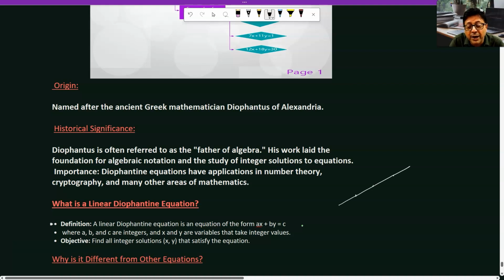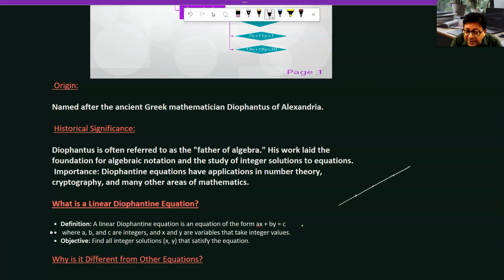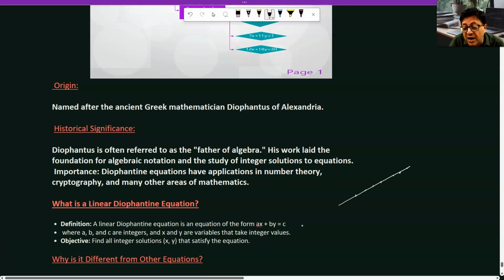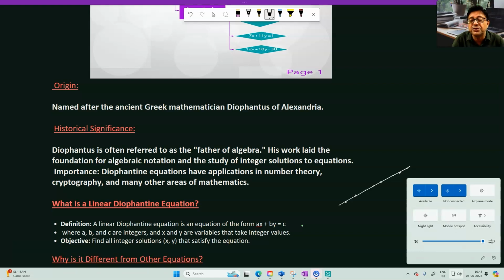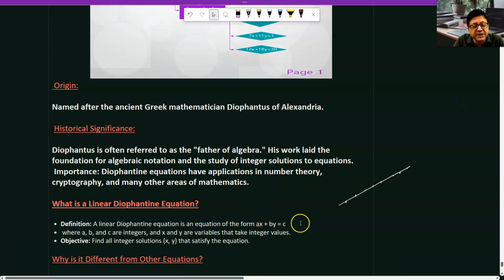When you plot the graph of this linear equation, we are doing only the linear Diophantine equation today, you get many points on this line. All those points are solutions to this equation, ax plus by equal to c. A, b, c are integers, x, y are variables that take integer values. And the objective is what? To find all integral solutions that satisfy the equation. Here you can get many solutions.